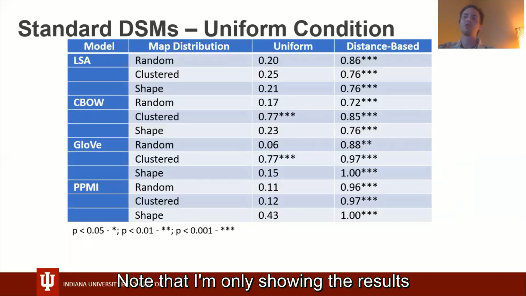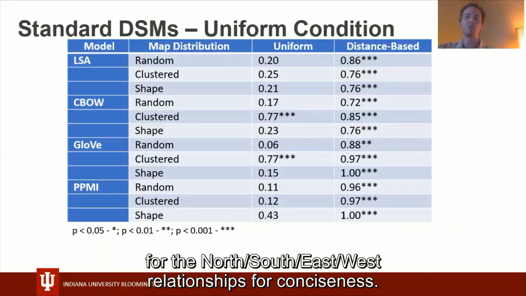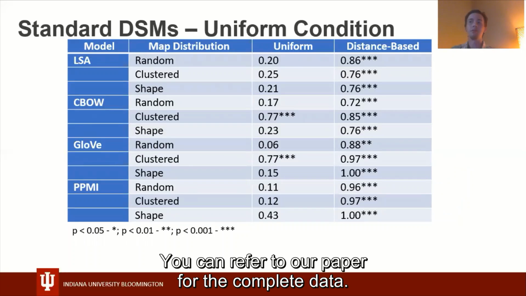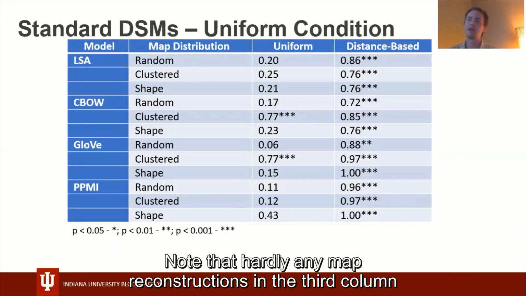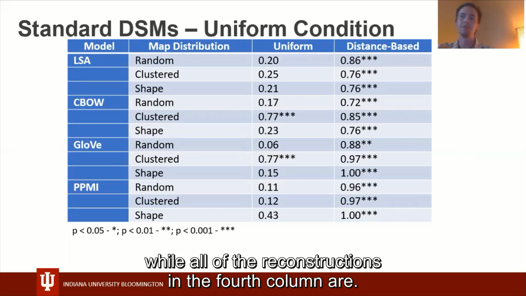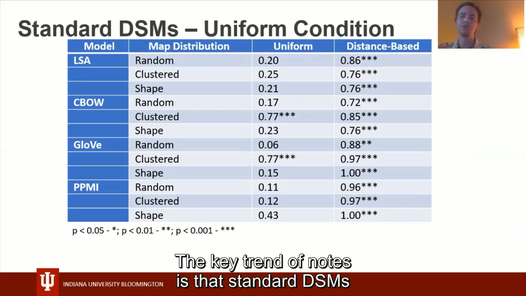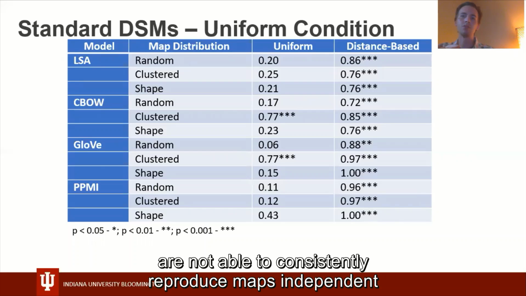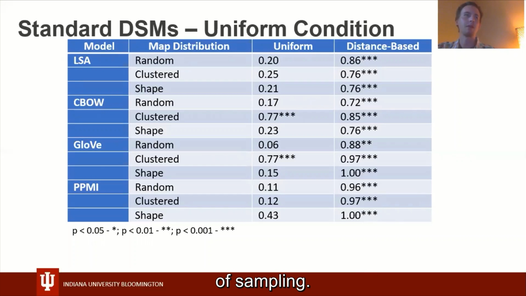Note that I'm only showing the results for the north, south, east, west relationships for conciseness. You can refer to our paper for the complete data. Note that hardly any map reconstructions in the third column are significant, as denoted by the asterisks, while all of the reconstructions in the fourth column are. The key trend of note is that standard DSMs are not able to consistently reproduce maps independent of sampling.